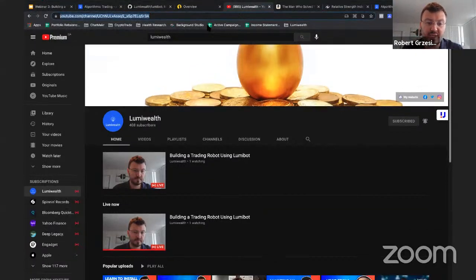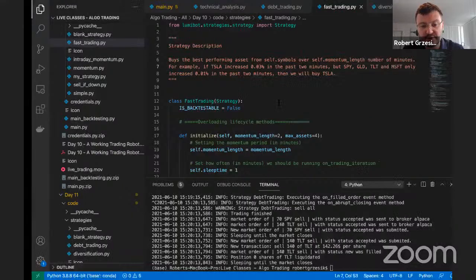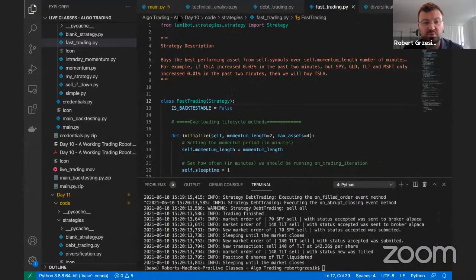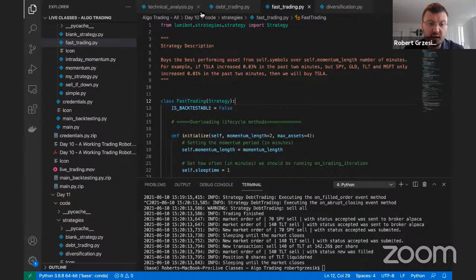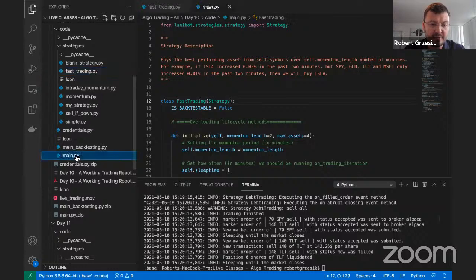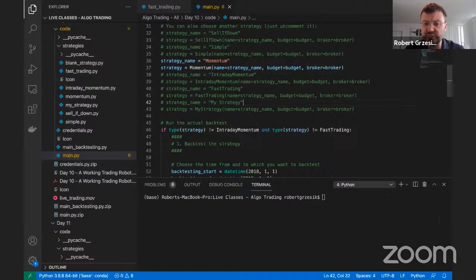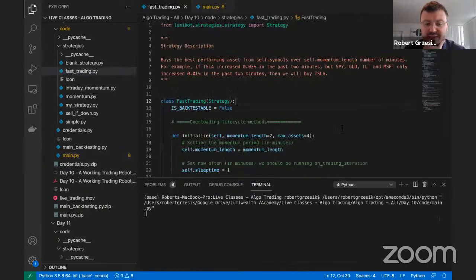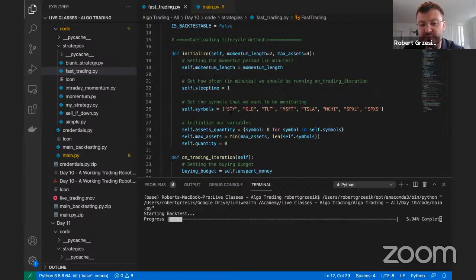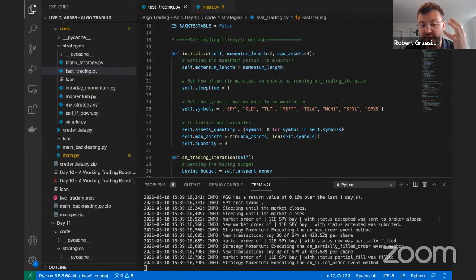But to give you a quick little demo, so you don't have to go through that, here's a little demo. Here's our fast trading strategy, which is just one of the strategies that we run. We walk through a bunch of different ones. So here's an example of one that does momentum trading. Okay, so when you run this one, it's going to look at these top symbols here, right? So it looks at SPY, GLD, TLT, MSFT, Tesla, MCHI, SPXL, and SPXS. It looks at all those symbols, and it will buy the top 4 symbols that are doing the best over the past 1 minute, right?